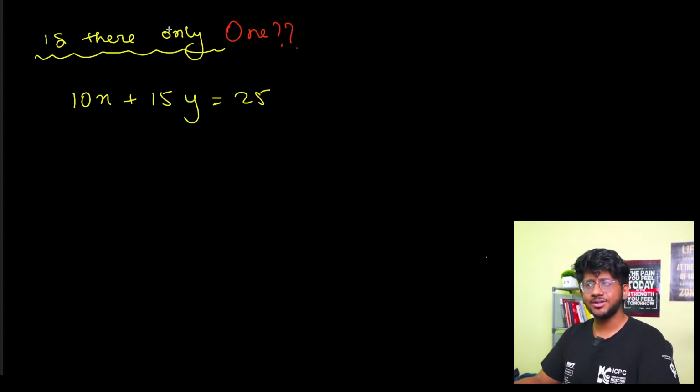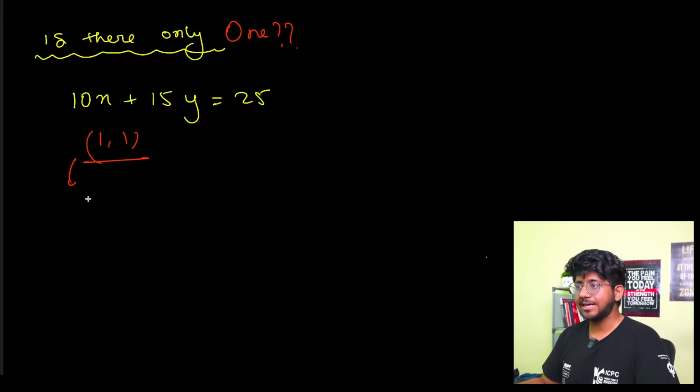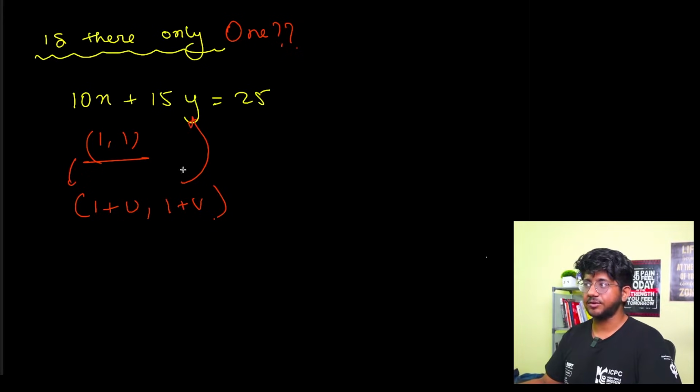Is there only one solution? It turns out no, right? Because you can find one solution, 1 comma 1, very easily. But what are the other solutions over here? So how do we find that out? You know one solution, let's say 1 comma 1 solves this equation. Any other solution would be of the form 1 plus some integer u, 1 plus some integer v. And you plug this back into the equation.